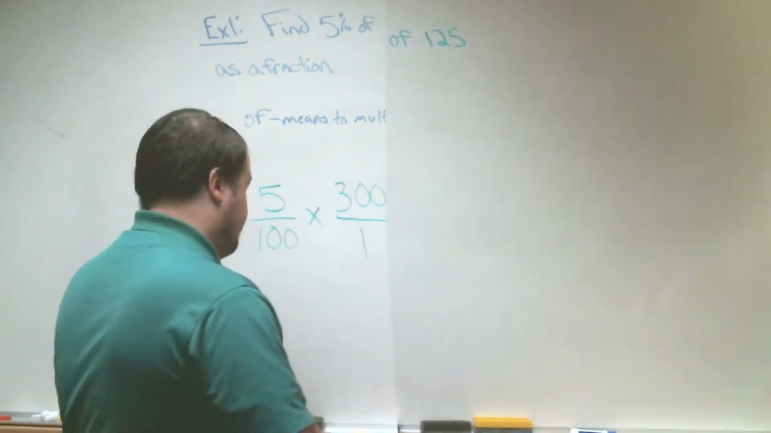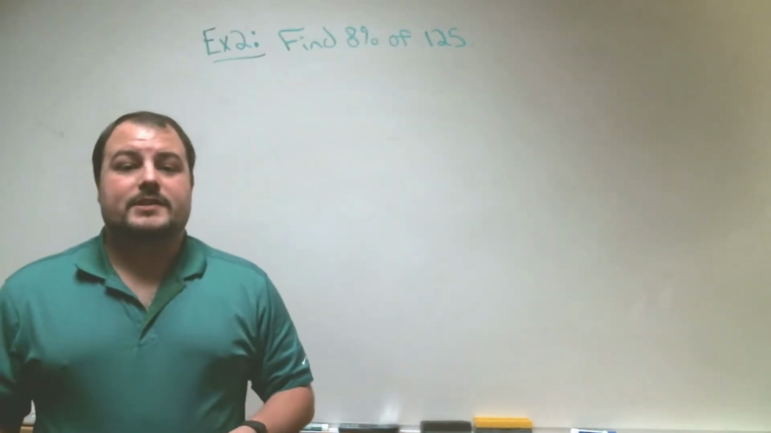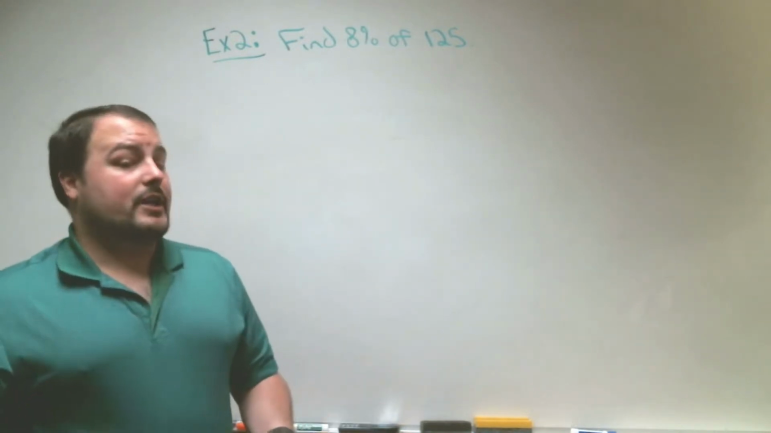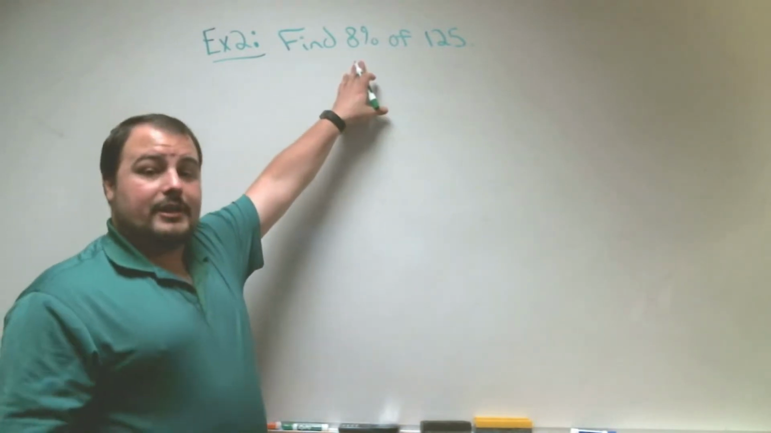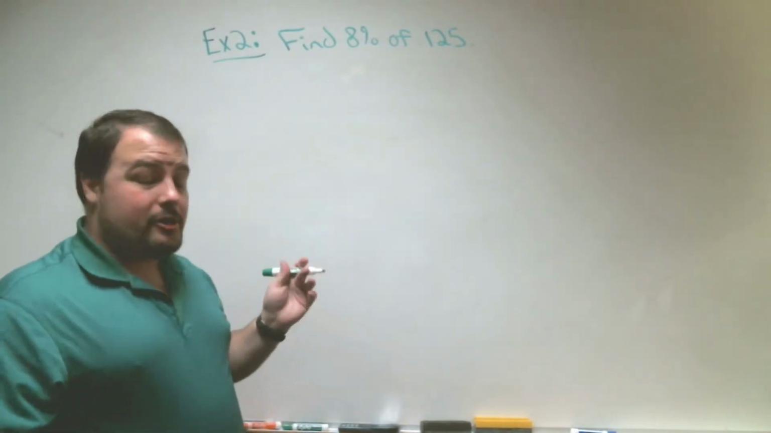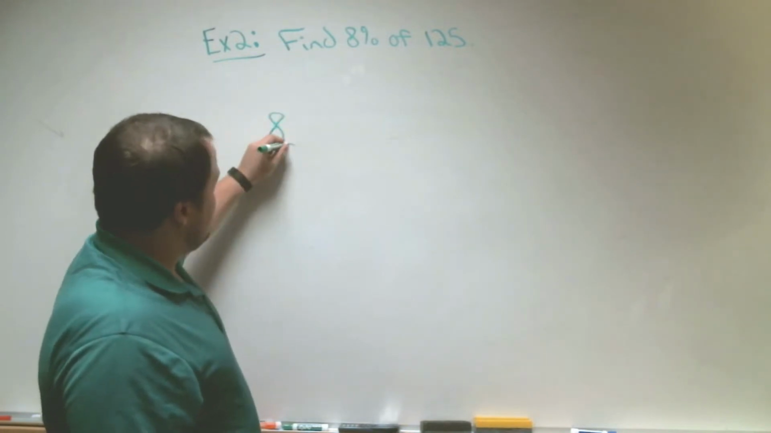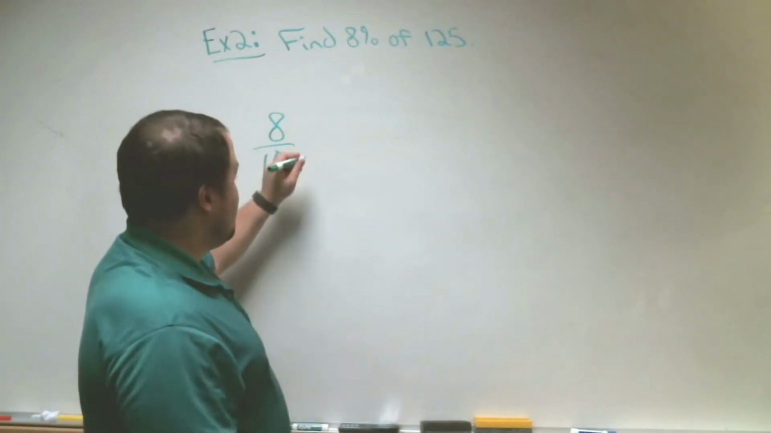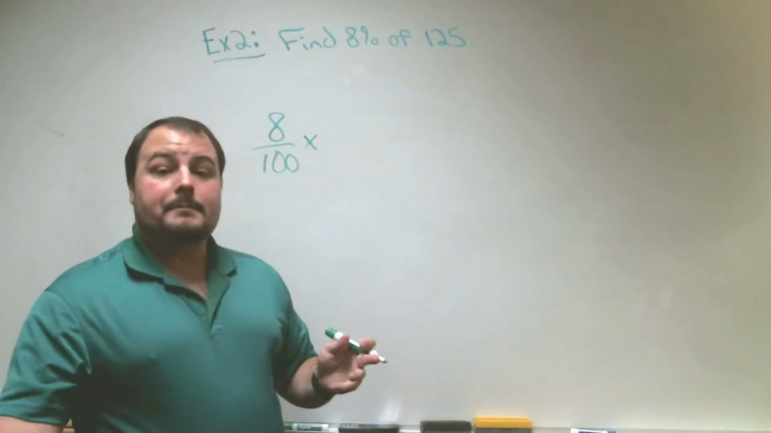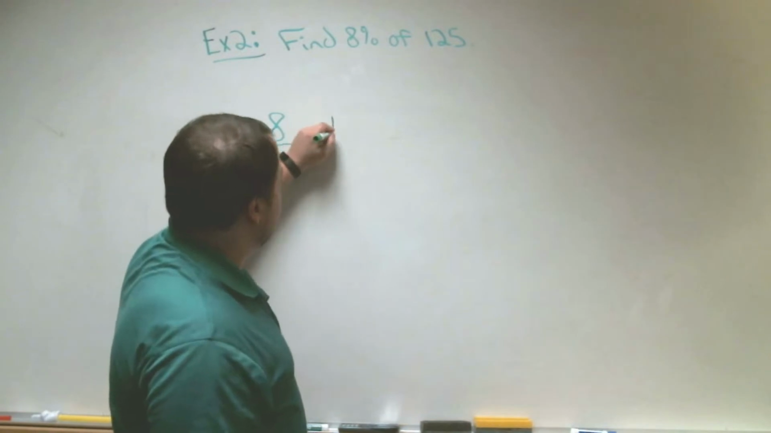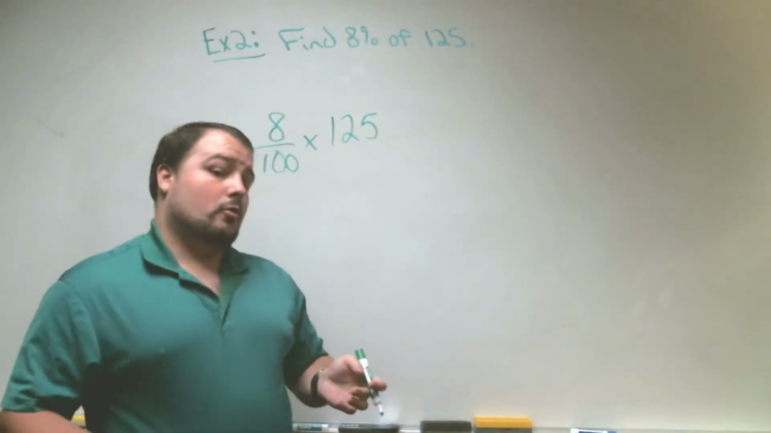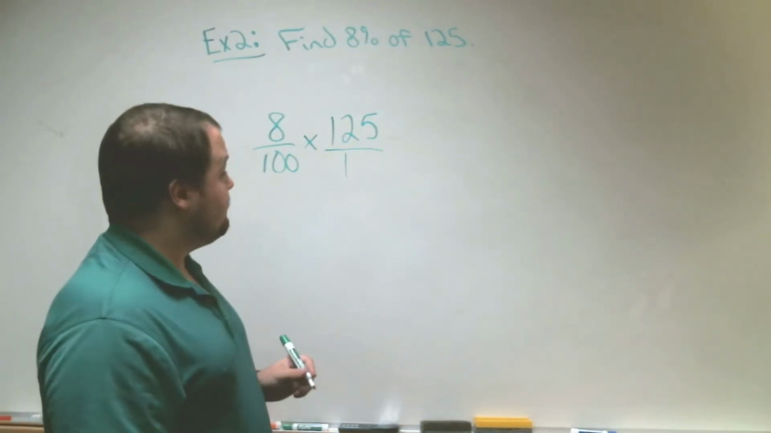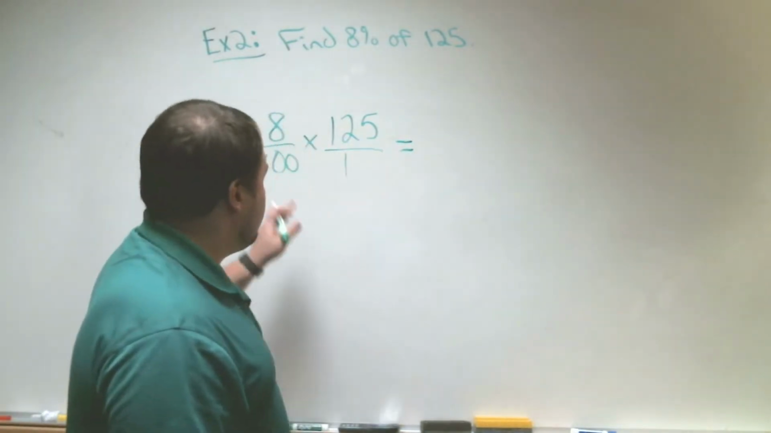Well, let's keep moving. In example 2, we're going to find 8% of 125. We're going to set it up by writing a fraction of 8%. Well, that's 8 out of 100. So we're going to make it 8 over 100. And the word of in mathematics means times. So we're going to multiply by 125. Again, we're going to make it a fraction and a fraction, so we're going to put this over the denominator of 1. And now we're just going to multiply straight across.